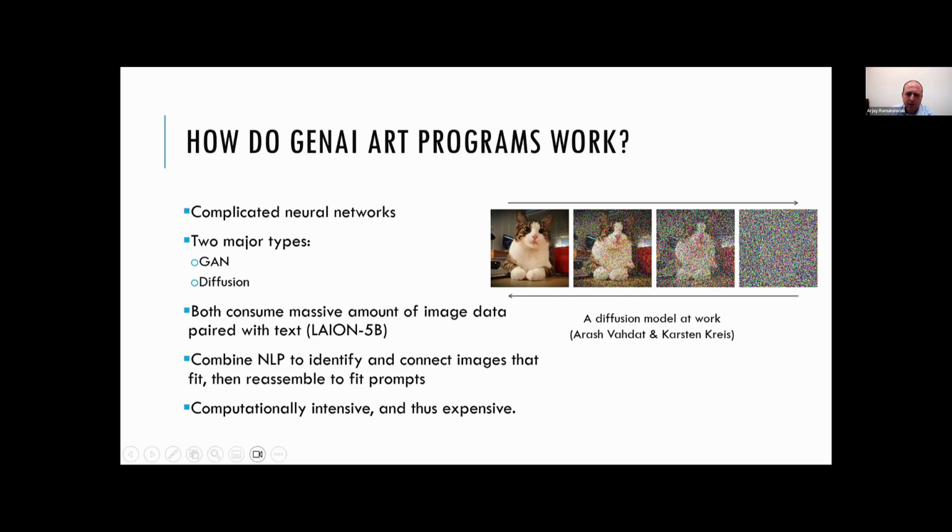Both of these types consume huge amounts of data paired with text, in most cases the LAION-5B data set. This is an open source data set which has over 5 billion pairs of text plus image. Both of them also use natural language processing to identify and connect images that fit the given prompts, then reassemble an image to fit the prompts. As you can imagine, this is computationally intensive and thus very expensive.